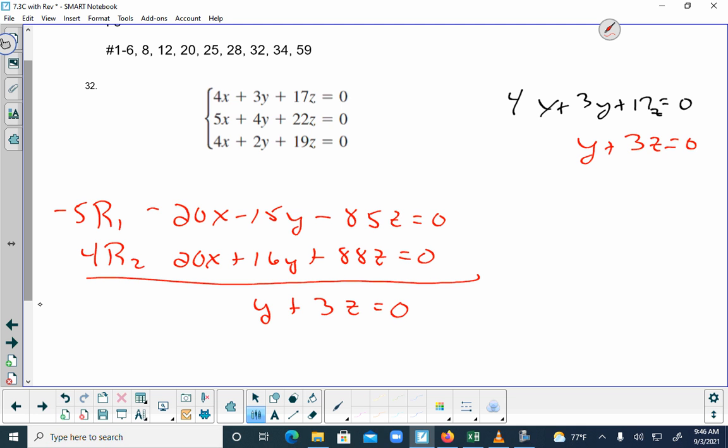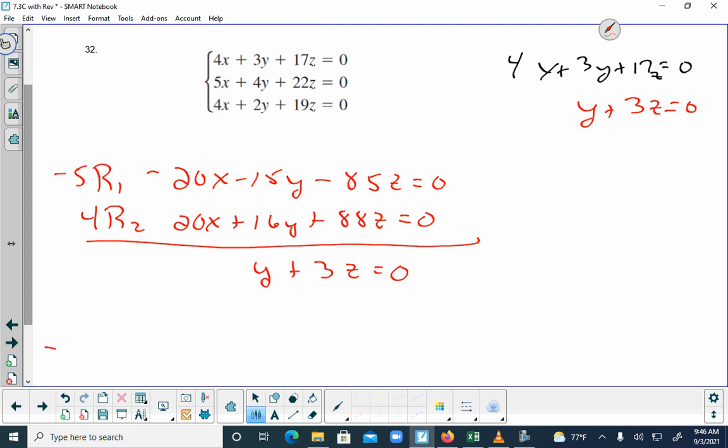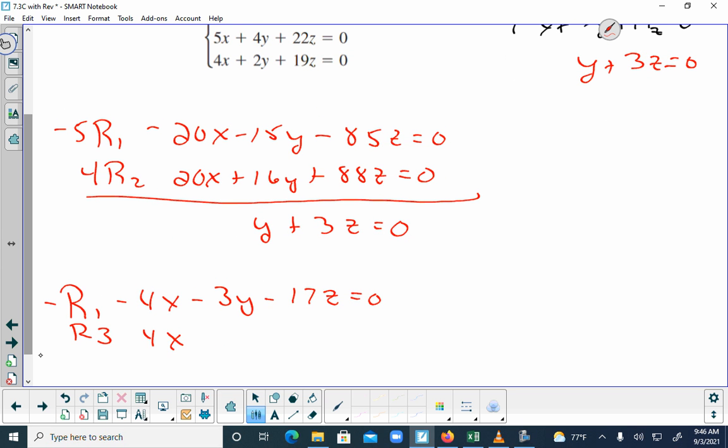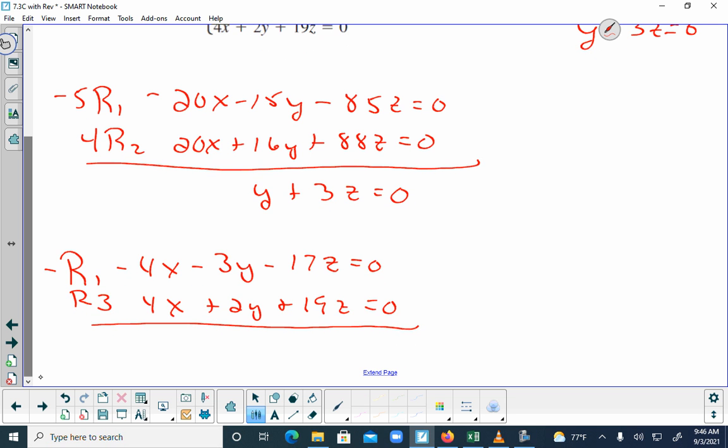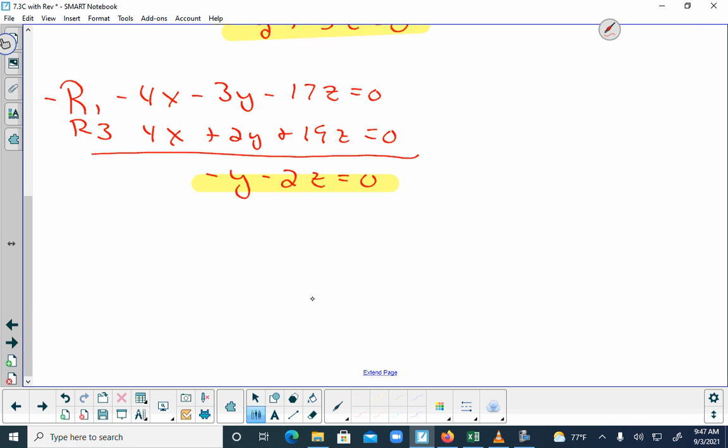And then now I've used row 1 and row 2, so I'm probably going to use row 1 and row 3 to eliminate that x. And when did it bother anyone that they were all equal to 0? So I'm going to have that negative y minus 2z is equal to 0. So now I have two equations with two unknowns. So I'm going to put those two equations together. It looks like I don't have to multiply by anything. They can just eliminate the y just the way they're written.